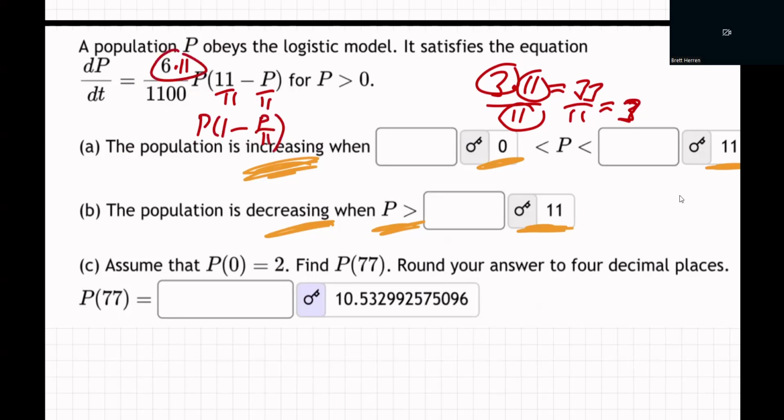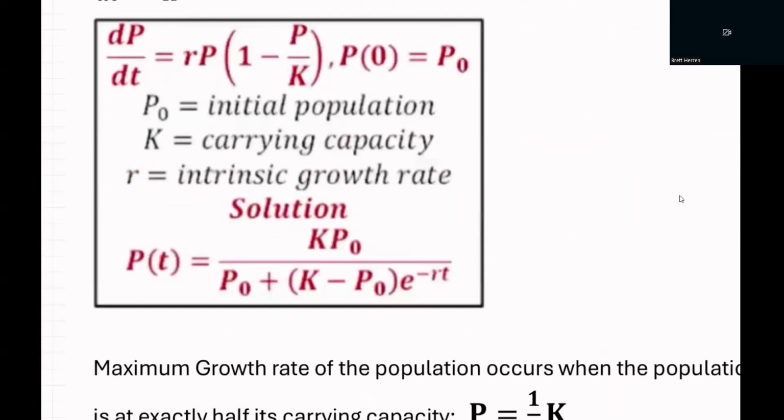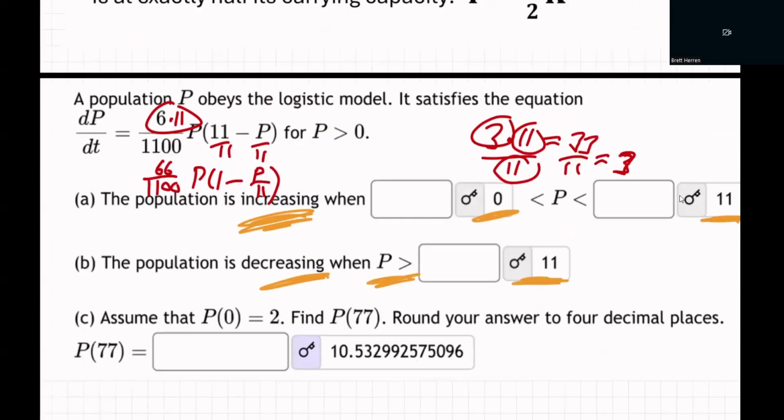Okay, now what is this? 6 times 11? The 66 over 1100, like that. And so there it is. There's the new look. And now it has the look we need. It means it's got to have a 1 in front, like our formula, right? Here's our formula that they gave us right here. So rP(1 minus P over K). rP(1 minus P over K). So we got to have rP(1 minus P over K), dP/dt.